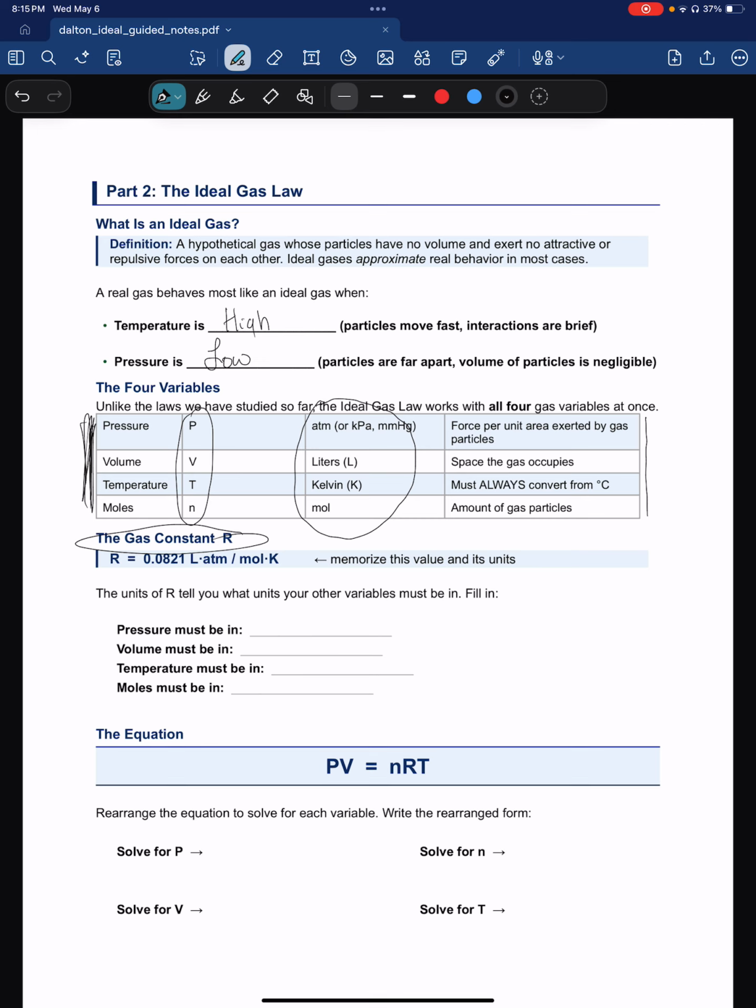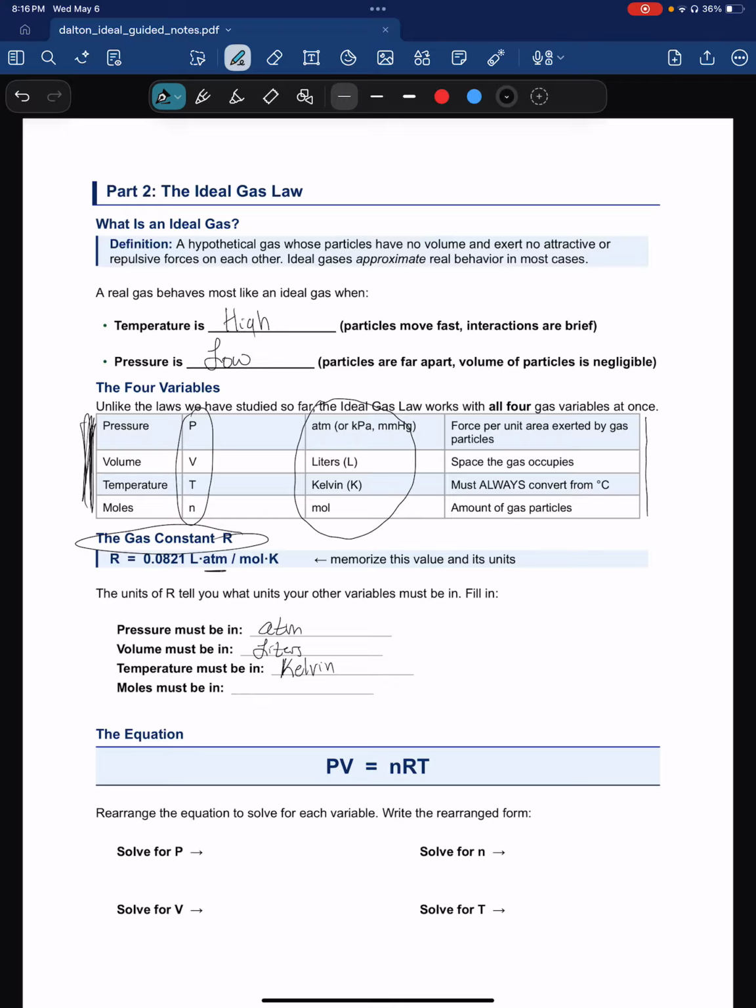The units of R actually tell you what units your other variables have to be in order for things to work. So you really want to memorize this value and its units, because it's going to be really, really helpful for us. Because of this, we know that pressure must be in atmospheres. Here it is right here. Pressure must be in atmospheres. Volume must be in liters. Temperature must be in Kelvin. That's not new. We've known that they need to be in Kelvin.